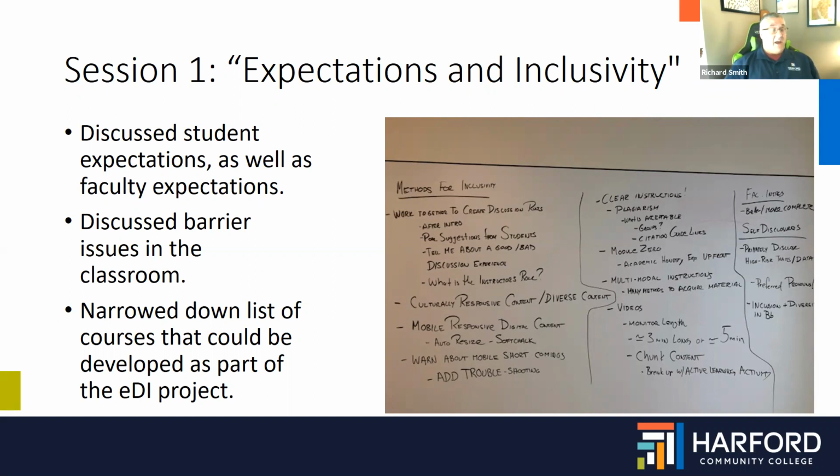And at the end of the day, though, we took this list of expectations, barrier issues, other issues, and we came down to a list of things that we want to make sure that we do or don't do in our deliverable for this whole project.